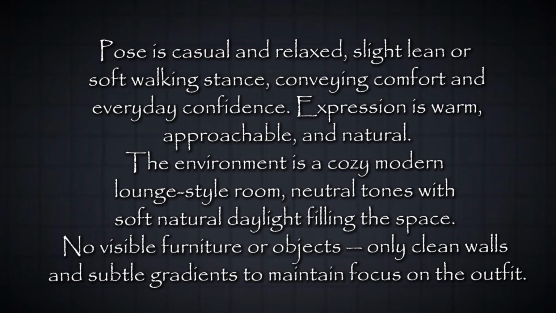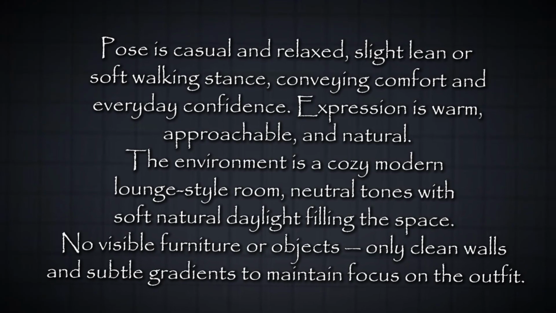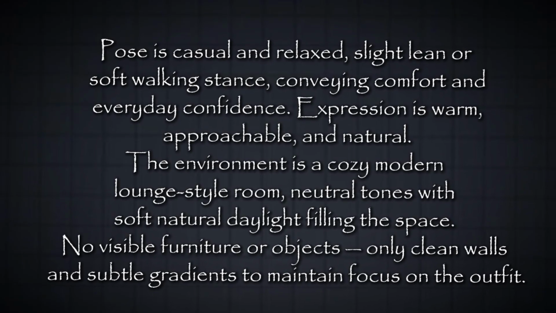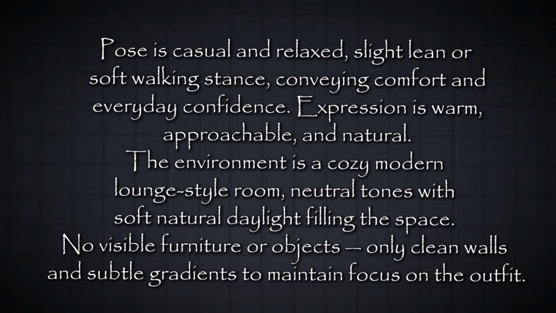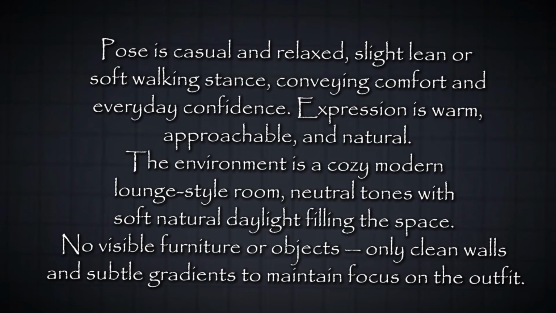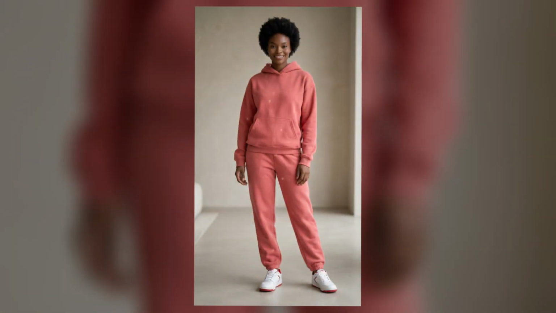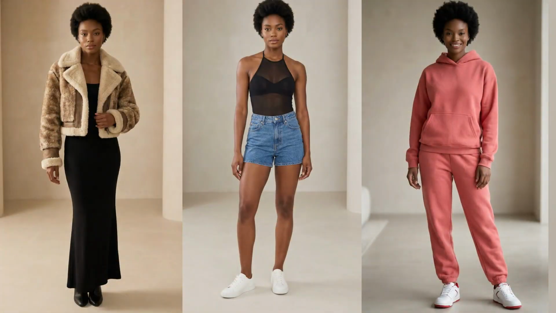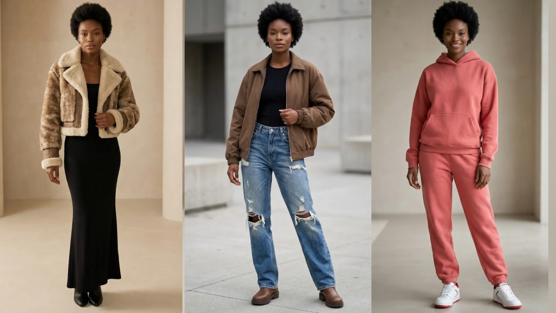The environment is a cozy, modern lounge-style room. Neutral tones with soft, natural daylight filling the space. No visible furniture or objects. Only clean walls and subtle gradients to maintain focus on the outfit. Paste and hit, generate, and here she comes. Just look at the details. Repeat the same process to generate all the scenes. At this point, we have multiple professional images of the same AI influencer, just like a real photo shoot.